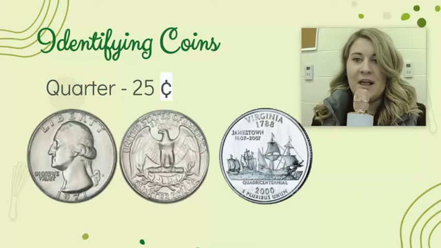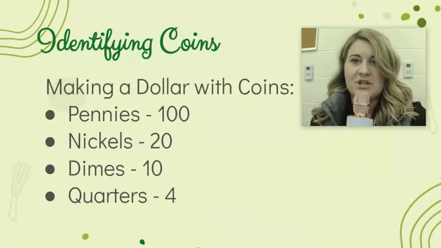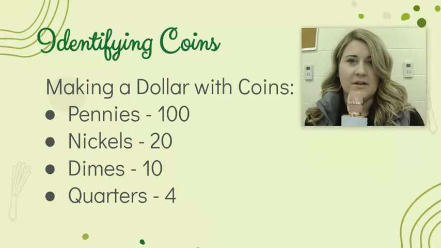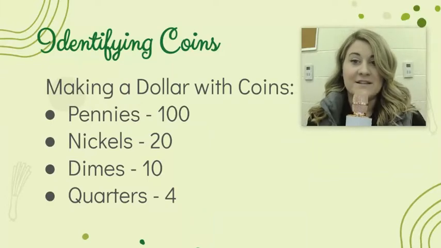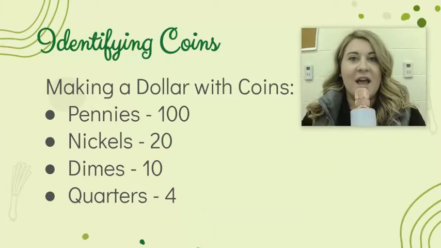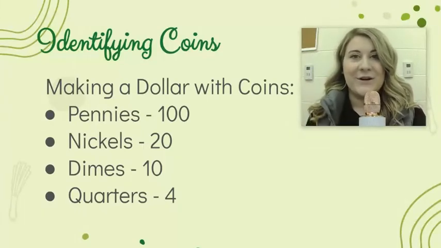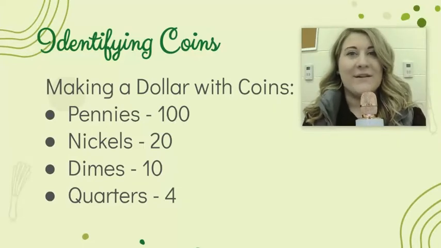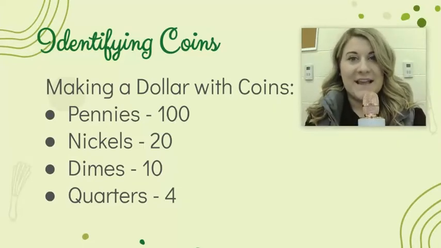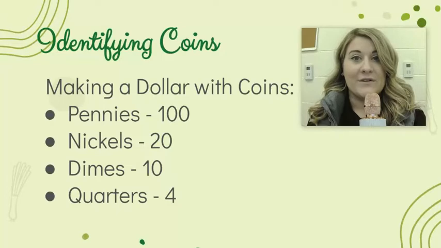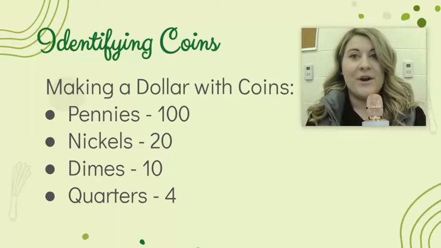So let's talk about how much it takes to equal a dollar of each amount of coins. So for pennies, it's going to actually take 100 pennies. Oh my gosh, I know it's a ton to make $1, and that is because it is only worth 1 cent. So I have to have 100 of those 1 cent pennies to make $1, because $1 is 100 cents even.